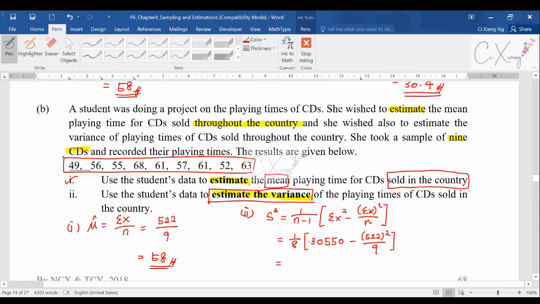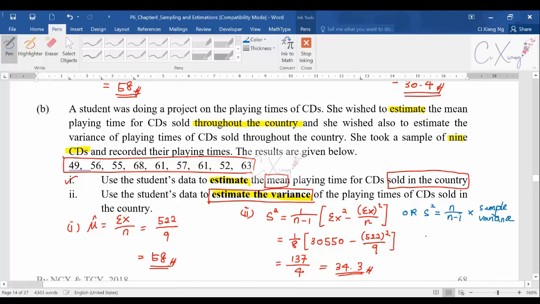If I continue from here, then I'll get 137 divided by 4, which is 34.3 if I round up to 3 significant figures. This is when you apply the first formula. If you don't like the first formula, there's another option for you. You can choose the third one. The third formula is s squared equals n divided by n minus 1 multiplied by the sample variance.